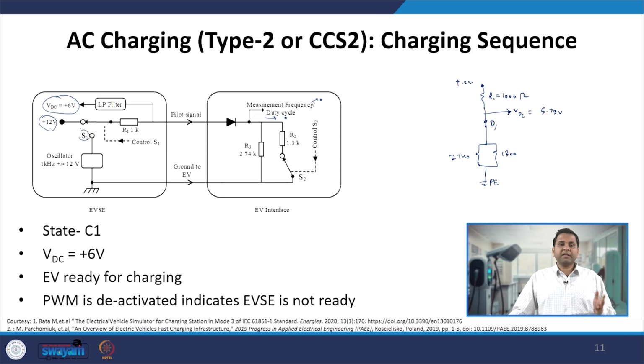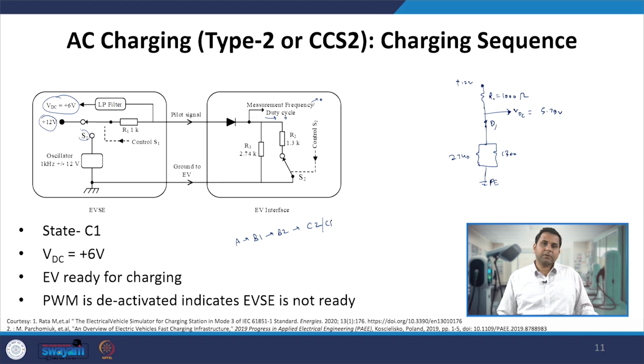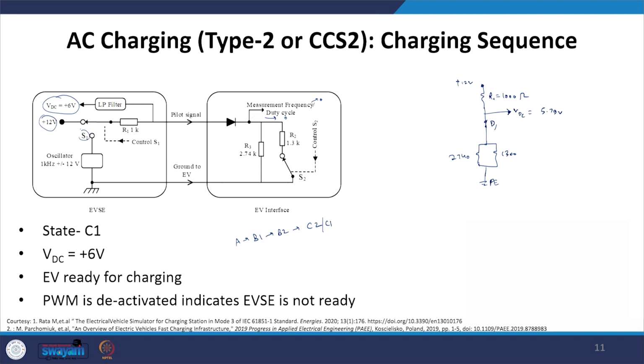Sometimes it could also happen that the EVSE may return back, or that error may go, and the EVSE will again activate its PWM, and since the EV is ready, the charging will take place. So, we go from A to B1 to B2, and then we enter C2, and if there is some problem, then it can also enter into C1 state. If there is some problem in the EVSE, the EVSE will change its S1 switch from the oscillator to the fixed 12 volt, and that is when the EVSE will change its status, that it is not ready for energy transfer.